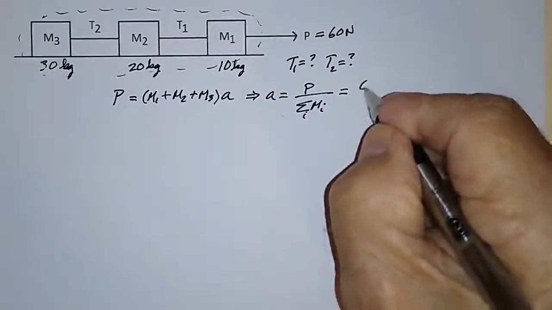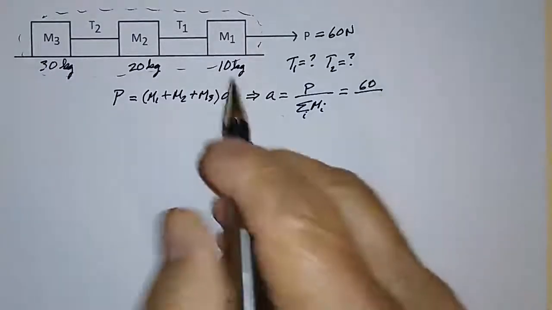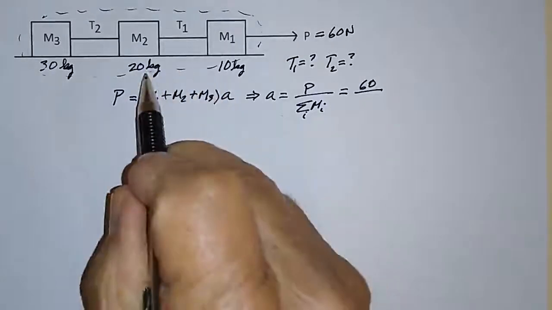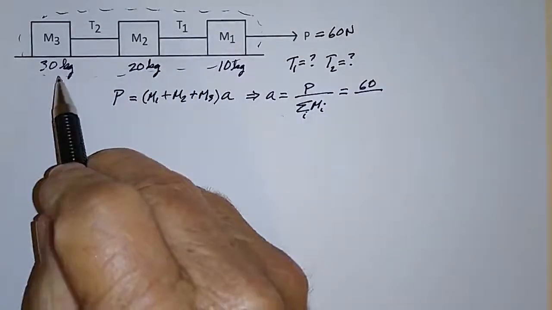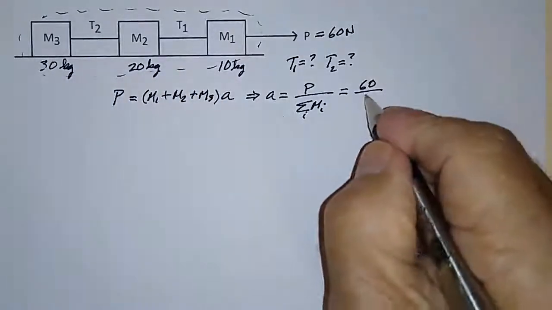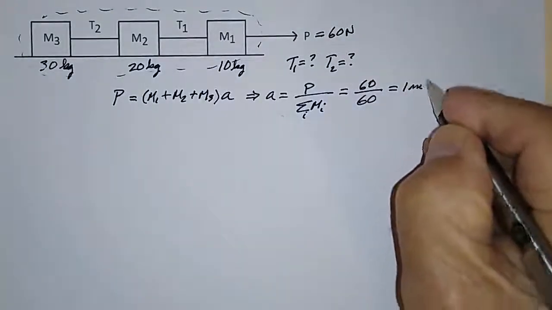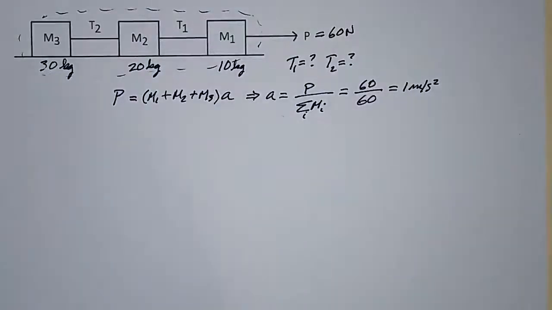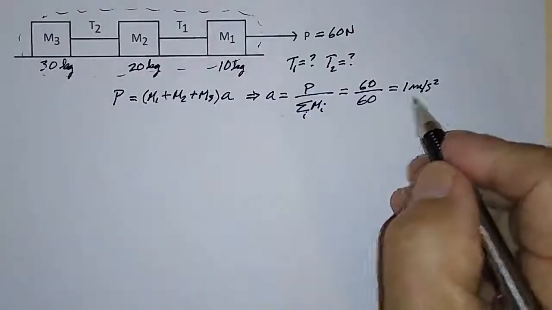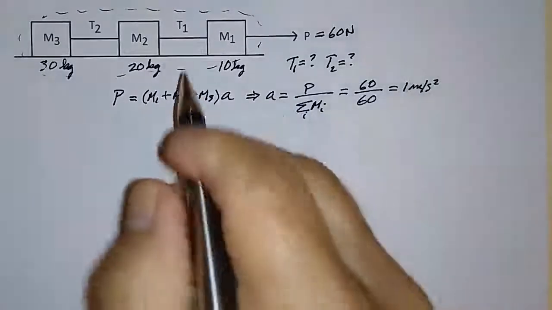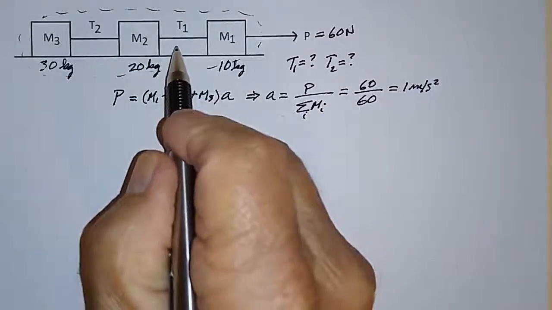So that's equal to 60 divided by M1 plus M2 plus M3, and that also turns out to be 60. So this is equal to 1 meter per second squared. And this is just to make the arithmetic easy. Now that we know what A is, then we can figure out what T1 is.